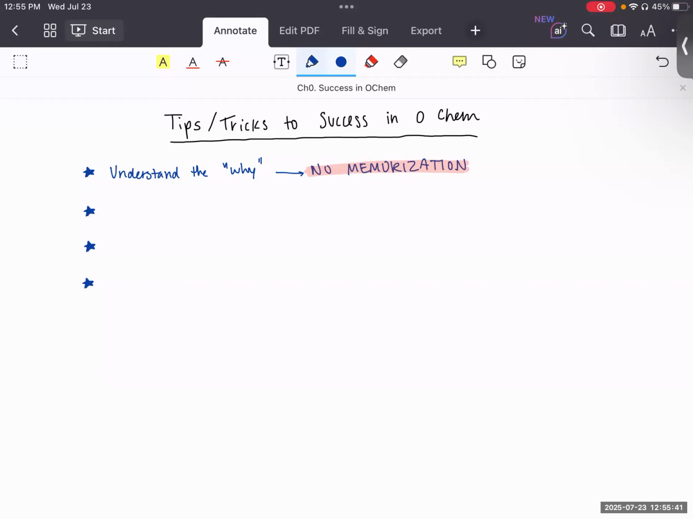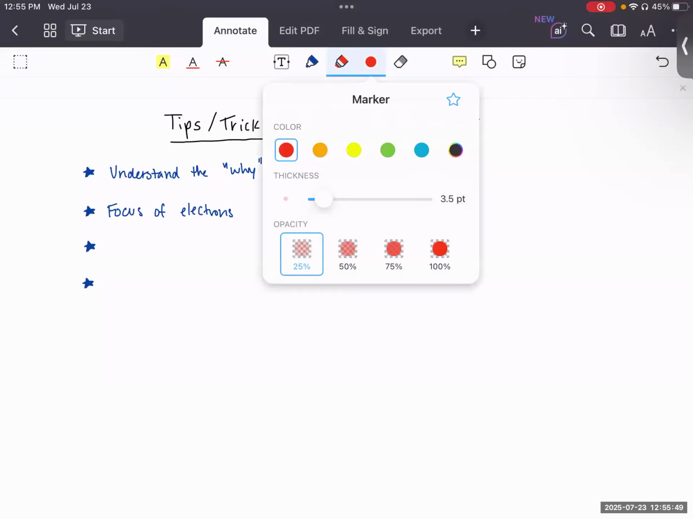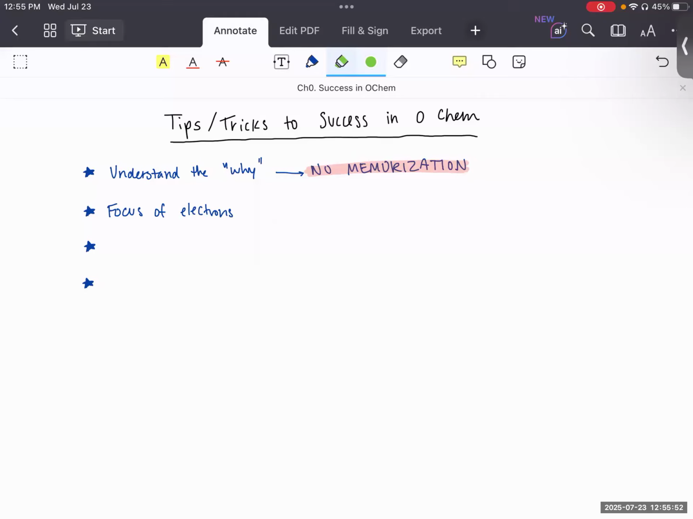The second tip I have is focus on electrons. In answering the why, focus on those electrons and think about where do they want to be, where do they want to go. I think this will make a little bit more sense as we get into the course. But again, really think about electrons and focus most of your analysis and the why on the electrons within the structures.